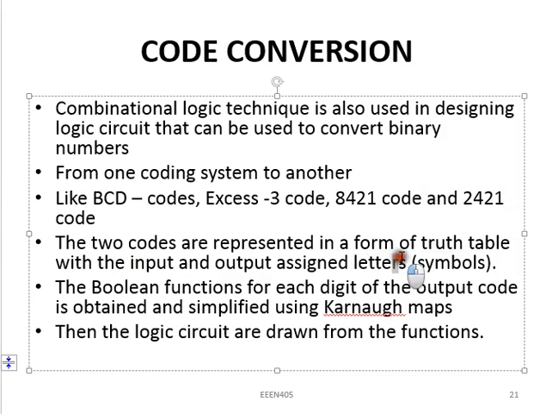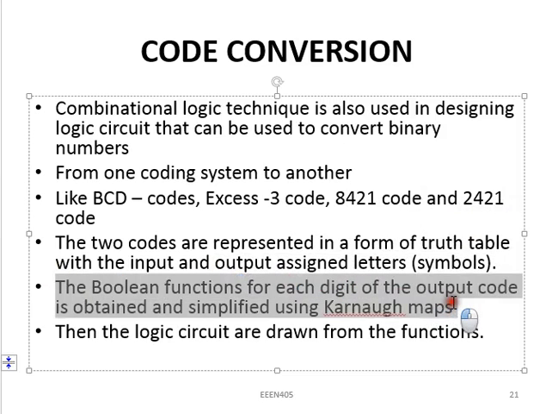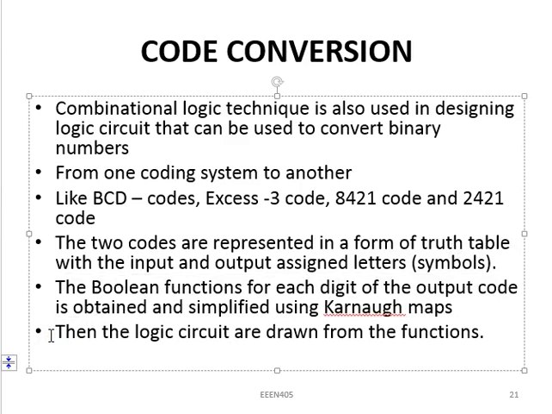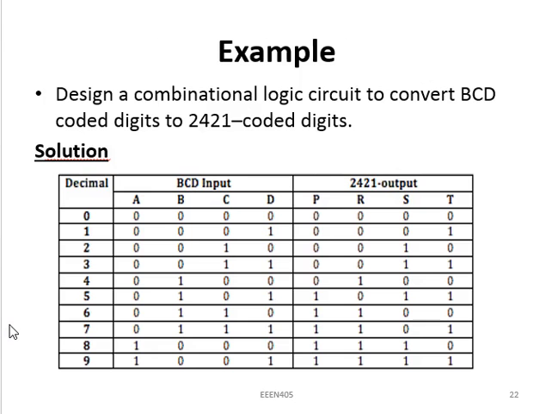They should be represented with a truth table. So now the next thing I will do is to find the Boolean function of each of the output variables in terms of the input variables. Then after doing that, I come and draw my logic diagram after simplification. So for us to understand what I'm saying, let us take a typical example. We are asked to design a combinational logic circuit to convert BCD coded digits to 2421 coded digits.